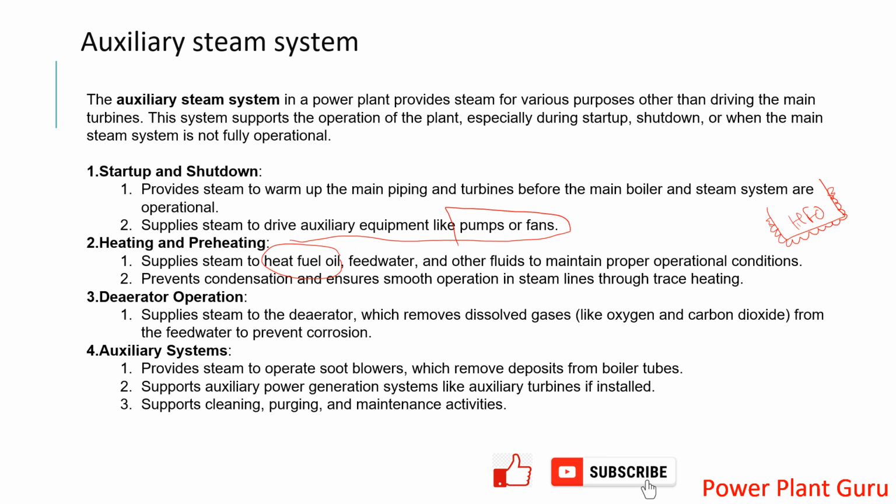And feed water heating, HP heaters and LP heaters, are required in all coal-based power plants. So that is also one purpose. And then deaeration is there to remove the dissolved gases, and then soot blowers and ejectors. So there are many systems where steam is required. Let us understand how this steam network is laid out and how it works.